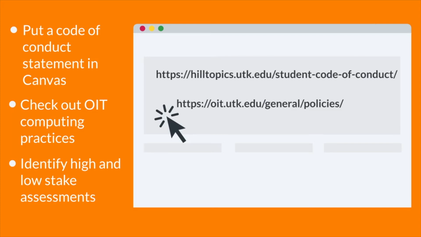Also, it's very important to consider the kinds of assessments and tests you're designing. Where does a low-stakes quiz or assessment, or even a self-assessment or reflection, make sense in terms of moving students forward and measuring learning outcomes?